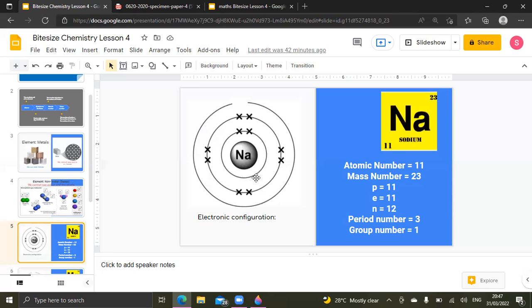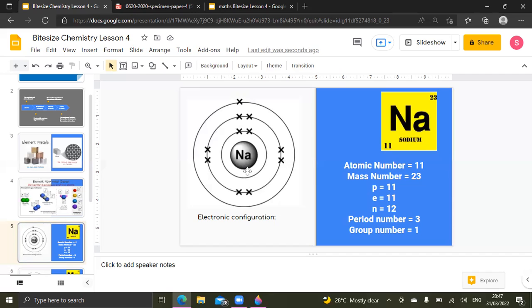All right, so let's count now. You got 2 here, you got 8 here, 10. But how many electrons? 11. So we must have 1 more electron there. So let's count 2, 8, 11. MashaAllah. 11 electrons.